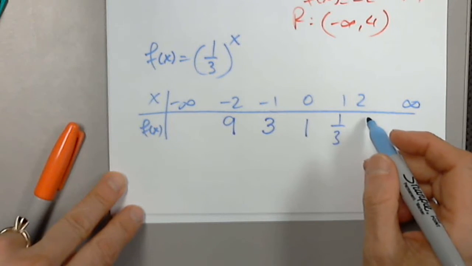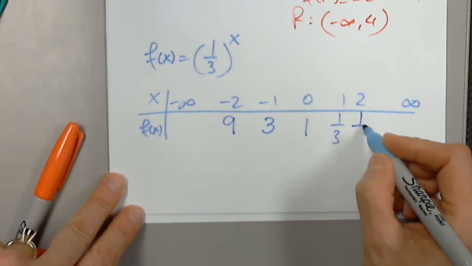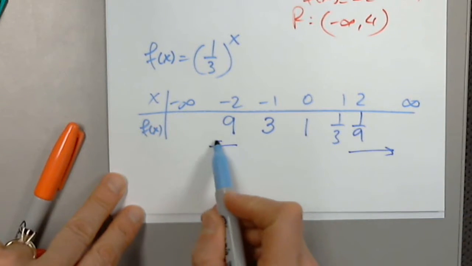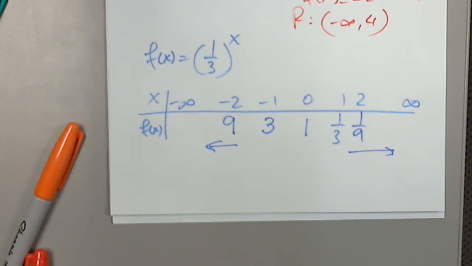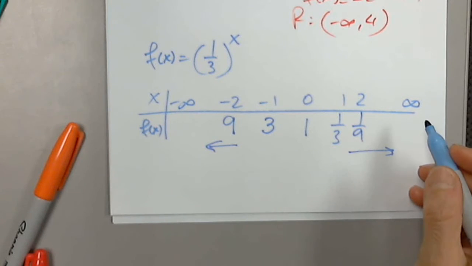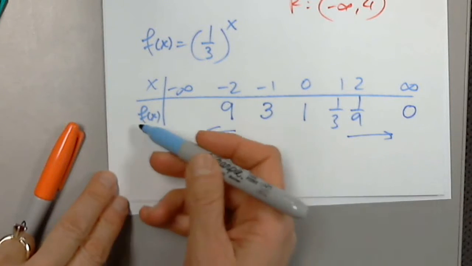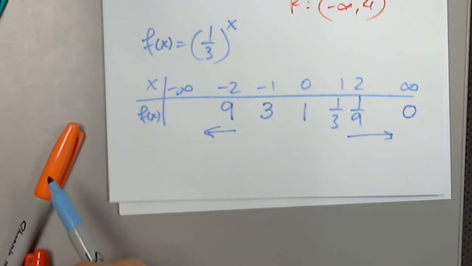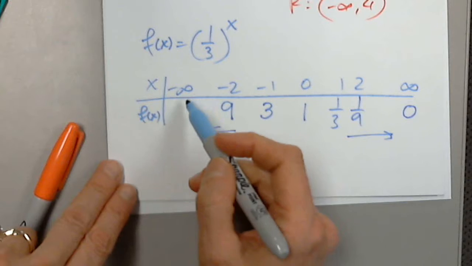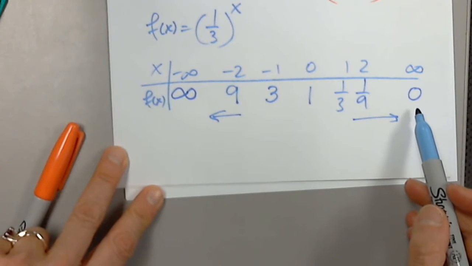1/3 squared is 1/3 times 1/3. 1/9. Again, we want to see where we go left and right. So 1 over 3, 1 over 9, 1 over 27, 1 over 81. Where am I going this way? Perfect. Indeed. Let's go this way. 1, 3, 9, 27. That's it. What does this mean about this function?